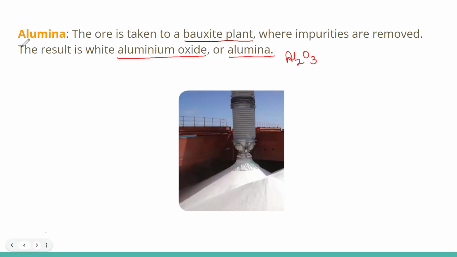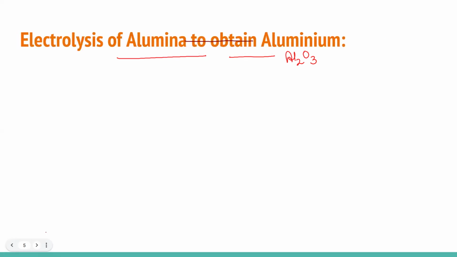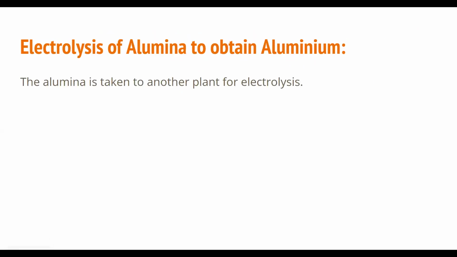And now we use electricity to take aluminium out of the alumina. So electrolysis of alumina is done to obtain aluminium. The alumina is taken to another plant for electrolysis. Plant means a setup where this electrolysis is done. Actually, we can even take it to other cities, other places where electricity is cheaper, because this process requires a lot of electricity. So we search for a cheaper source of electricity.